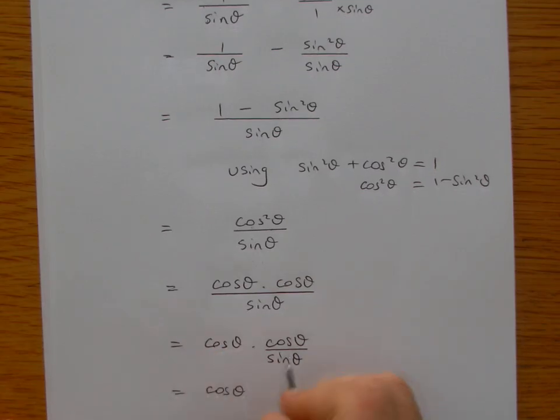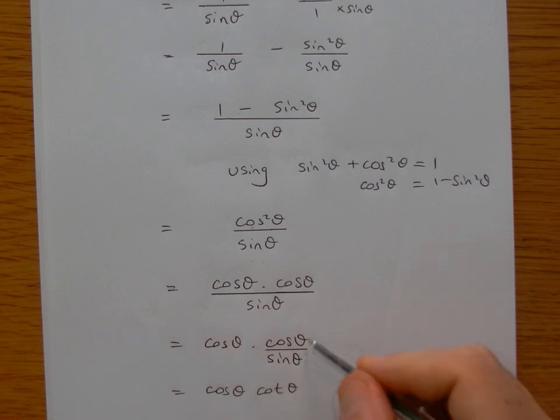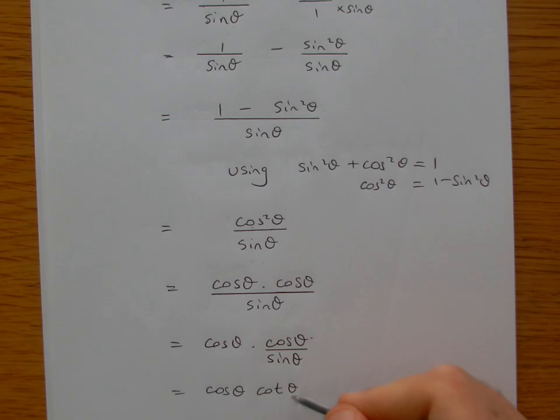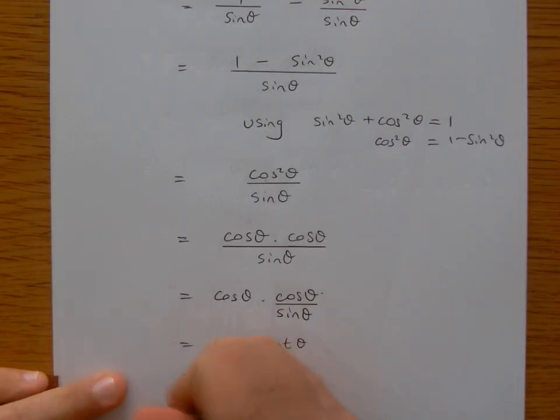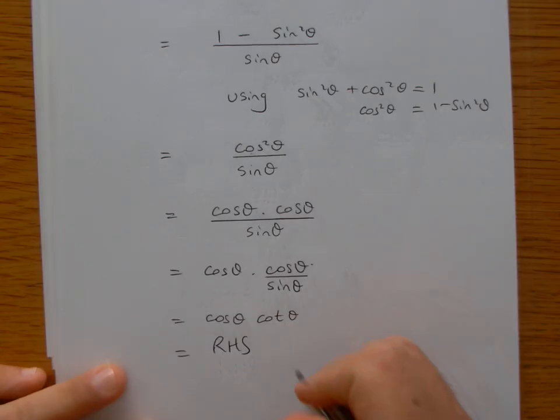and that there is the definition of cot theta. Because of course, if you remember, tan theta is sine over cos, so cot theta, which is the reciprocal of tan, is then going to be the flip of sine over cos, which is cos over sine. And we get our right-hand side, and therefore it's proven.